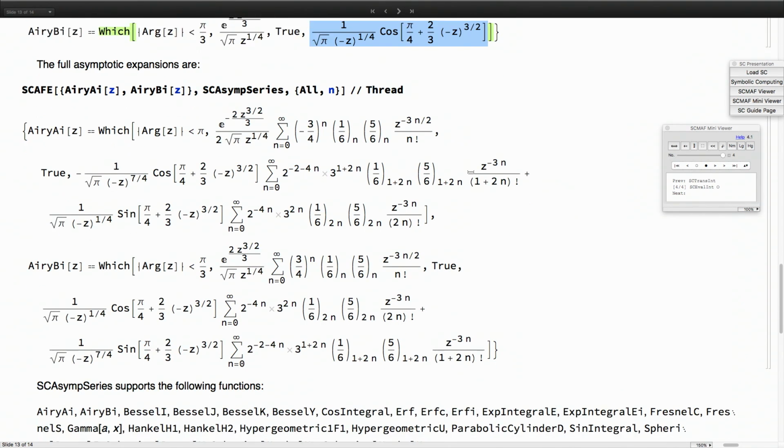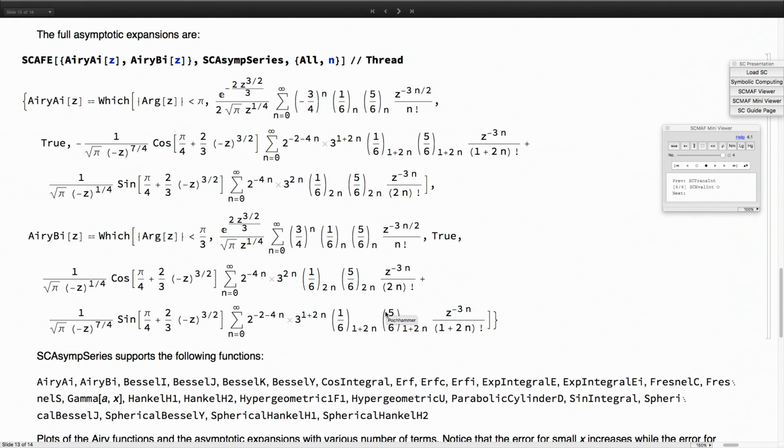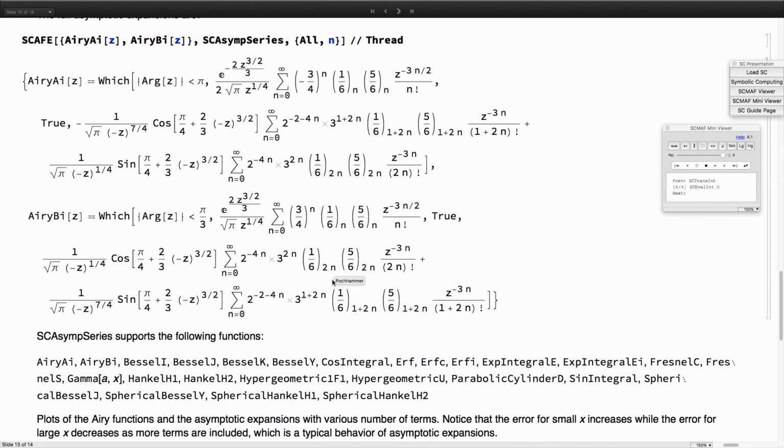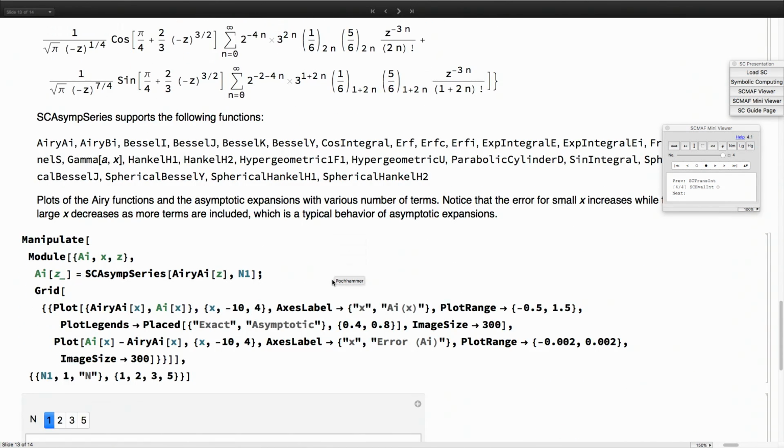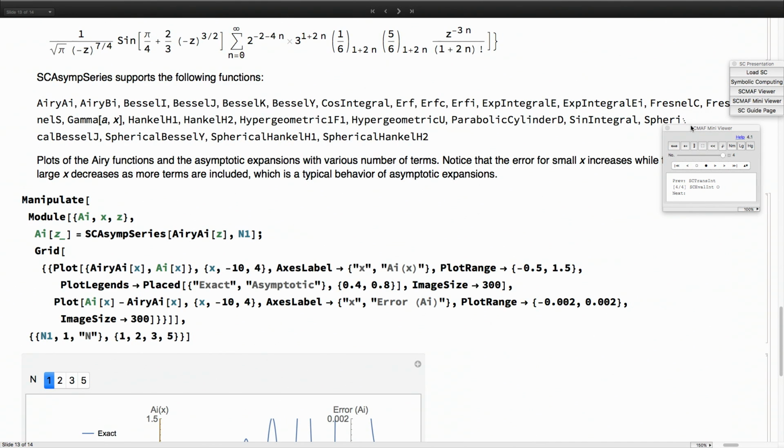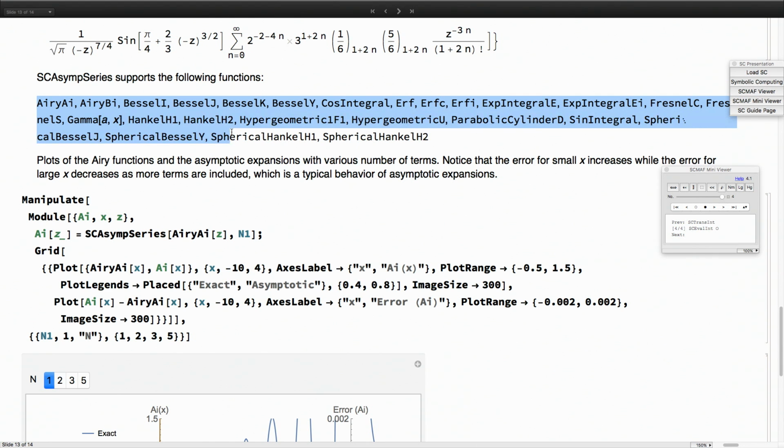The full asymptotic expansion is given here. This is an infinite sum, and this is the Wolfram symbol. So this is a full asymptotic expansion. AsymptoticSeries supports these functions. These are quite a lot, and the package knows the formula for the asymptotic expansion for these functions.